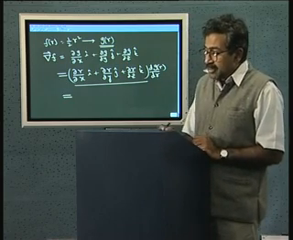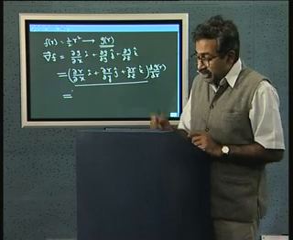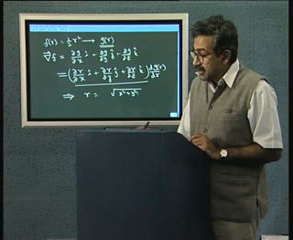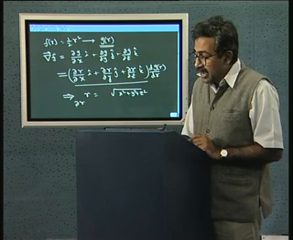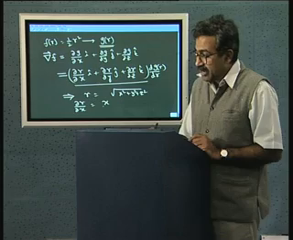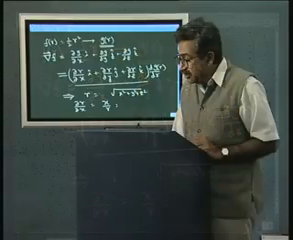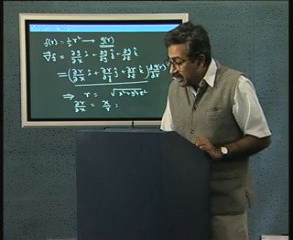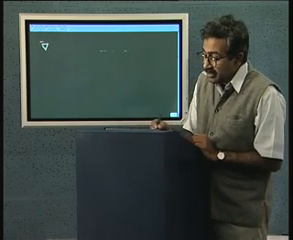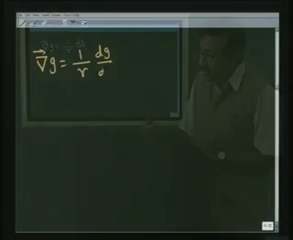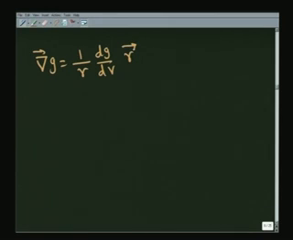Let me work it out. r is simply given by root x squared plus y squared plus z squared. Therefore, delta r by delta x is simply given by x by r, and so on and so forth. So if I did that, my gradient of the function has a very simple form. My gradient of g will be given by 1 over r dg by dr into the radius vector r, which is simply the same as dg by dr r hat.